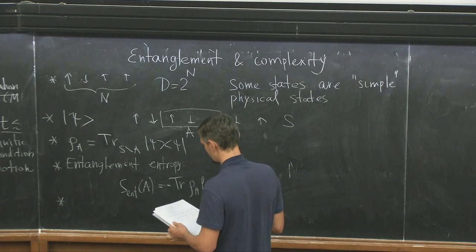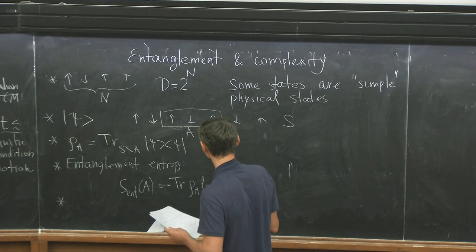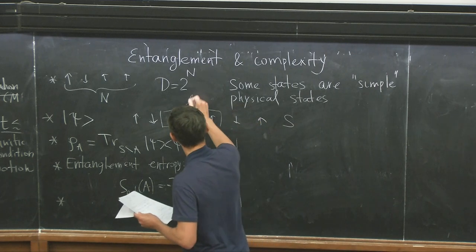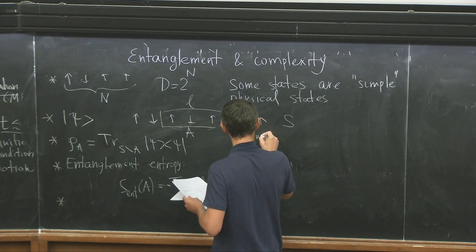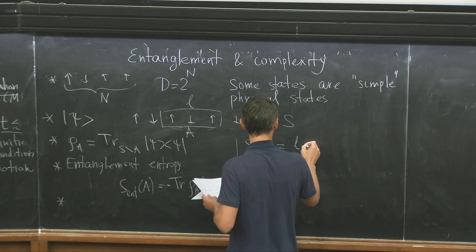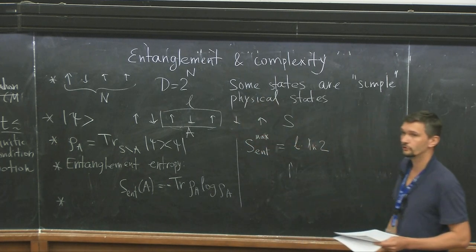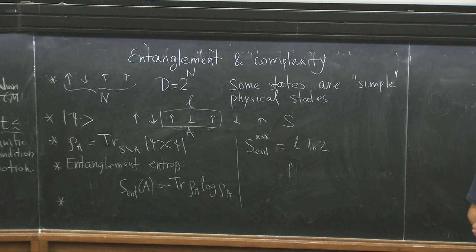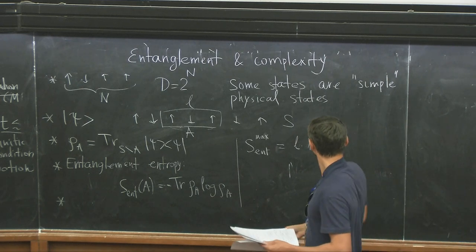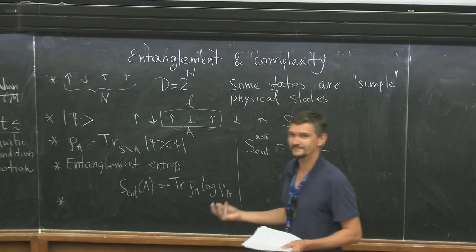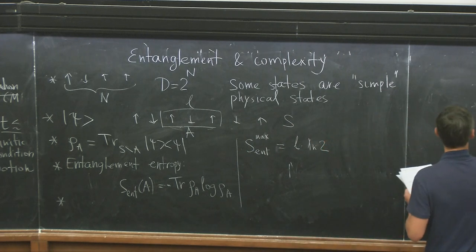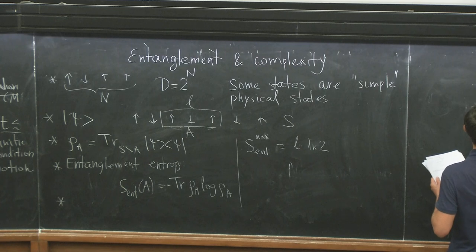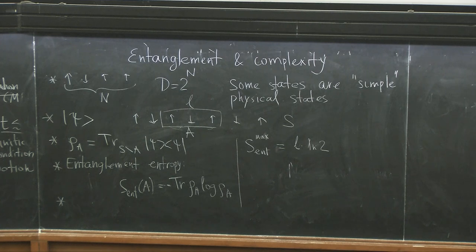So for example, the maximum amount of entanglement, if I have L spins, would be L times log 2. So you have log 2 per spin of entanglement. And if you have a non-entangled state, entanglement entropy would be 0 for any division, any choice of the subsystem. And the remarkable fact is that the way your entanglement entropy scales with the subsystem size actually tells you something about the simplicity or complexity of the state of the system.